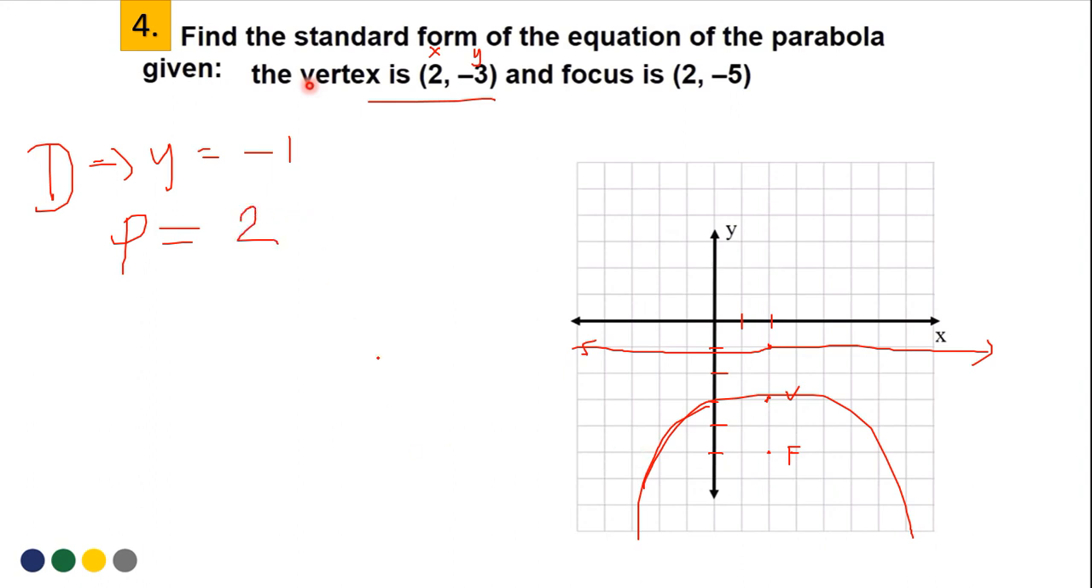It's negative 2, 2. Tandaan nyo palagi, negative ang 2. Ang value ng P natin is always positive. Okay. Absolute value lagi yan, ha? I repeat, the value of P is always positive. Now, what is the value of 4P now? 4P is equal to what? 4 times 2 equals? 8, sir. Very good. It's equal to 8. Now, ano po yung gagamitin natin na formula? Yung HK or origin?